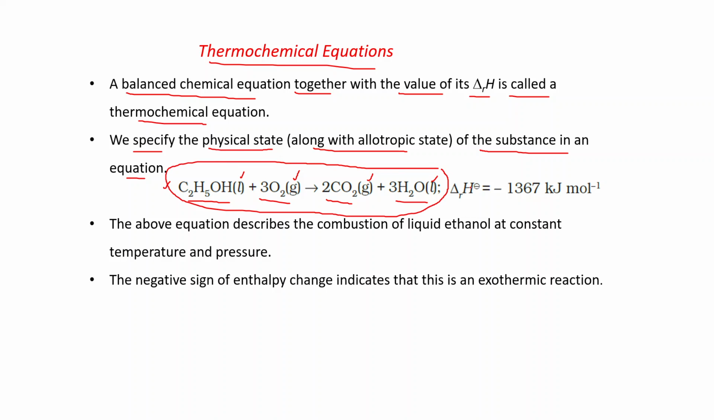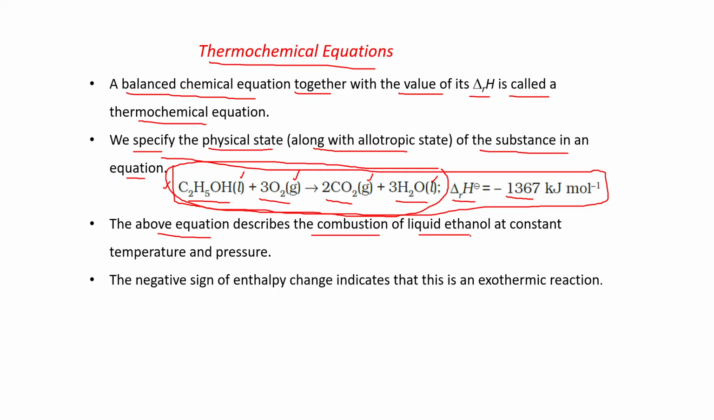Along with it, we write the standard enthalpy of reaction, which is equal to minus 1367 kilojoule per mole. Then we can say this whole thing is referred to as a thermochemical equation. The above equation describes the combustion of liquid ethanol at constant temperature and pressure. The negative sign of enthalpy change indicates that this is an exothermic reaction. This we already discussed: delta H is negative for an exothermic reaction and delta H is positive for an endothermic reaction.